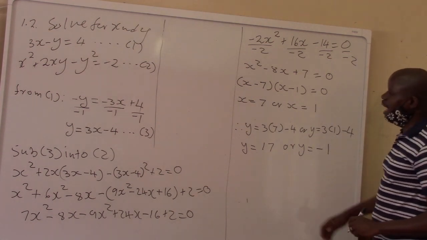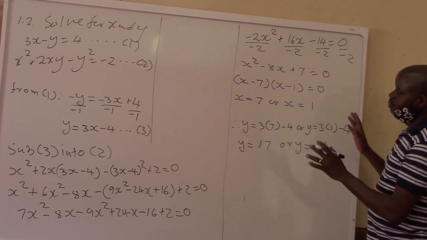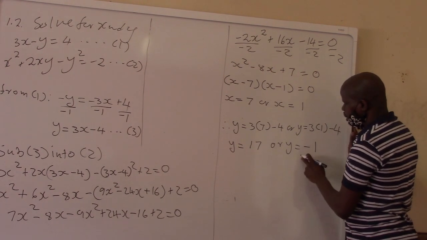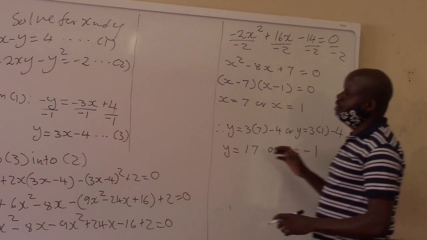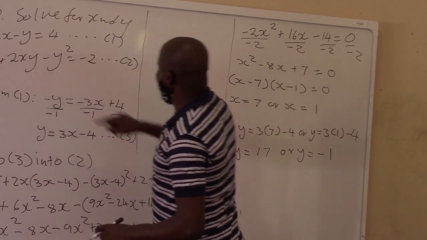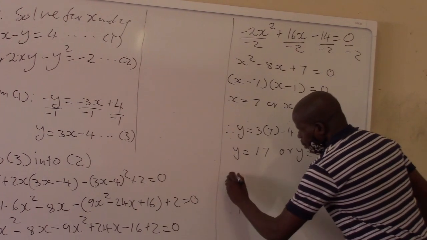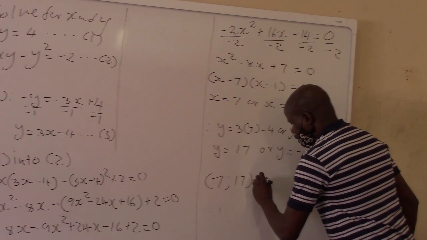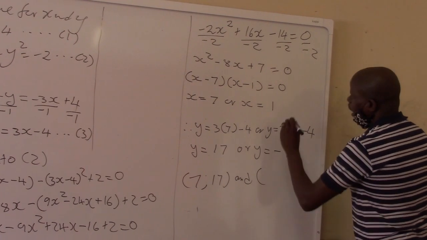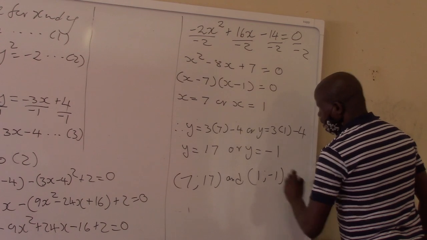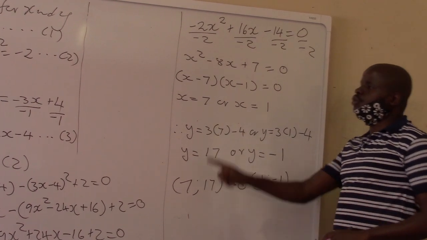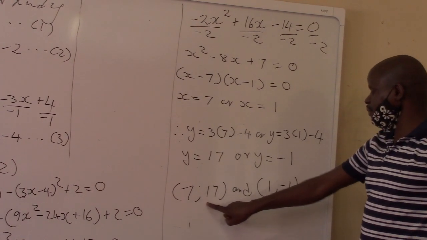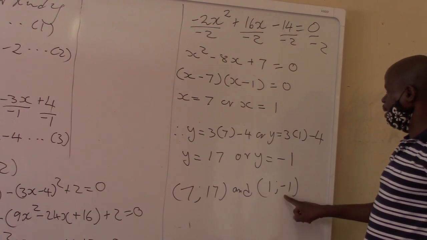So then now we have solved our simultaneous equation, or the values of x and y. So now we have y equals 17 and negative 1. So meaning that these two equations, or these two functions, or these two graphs, they intersect at x is 7 and y is 17, and where x is 1 and y is negative 1. So that is the 2 points in which those two graphs intersect.